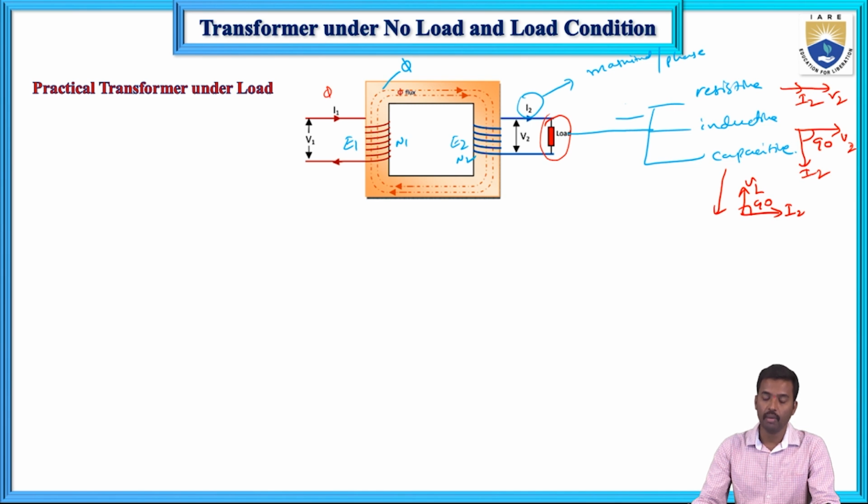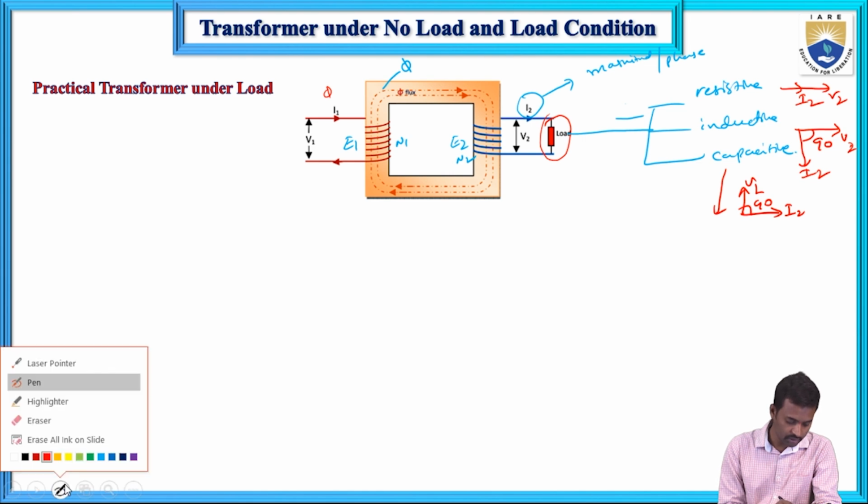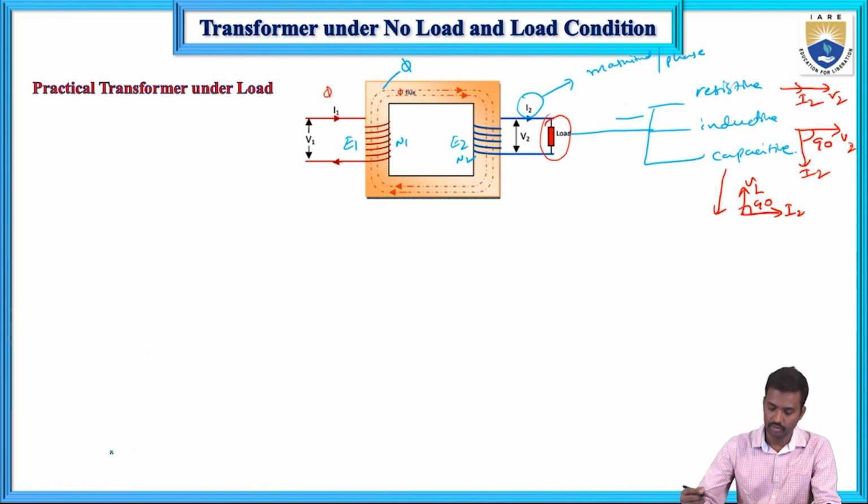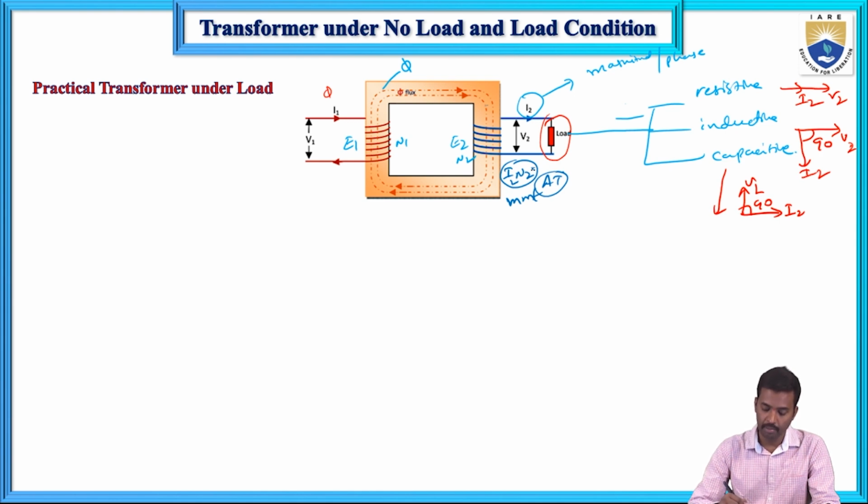Now here what will happen? Let me change the color over here. Now here we have I2 and N2. So the ampere turns, the MMF, exists in the secondary, that is ampere turns I2 N2. Because of this secondary current, the secondary flux sets up the flux.